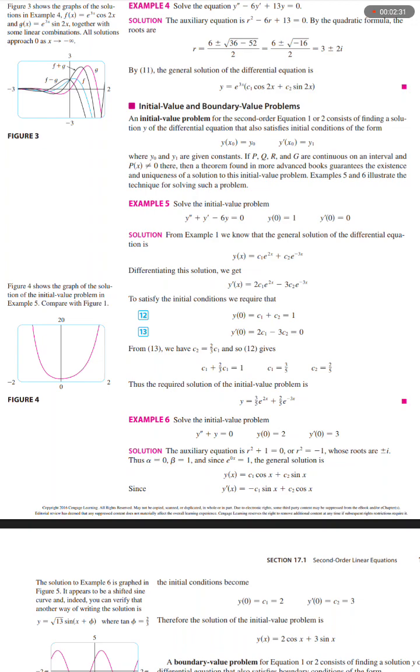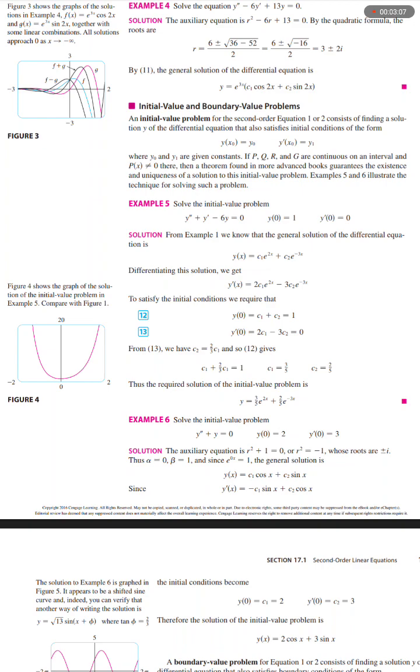If the capitals P, Q, R, and G are continuous on an interval and P(x) does not equal 0, then a theorem found in more advanced books guarantees the existence and uniqueness of a solution to this initial value problem. Examples 5 and 6 illustrate the technique for solving such a problem.